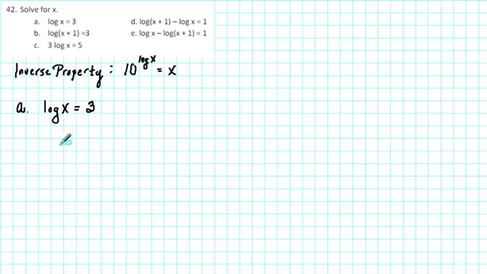Now, a more formal way to solve this equation is to think of undoing. We have the logarithm of x is equal to 3. How do we undo taking a logarithm? Well, the inverse of taking a logarithm base 10 is to exponentiate base 10. So the first step would be to exponentiate both sides base 10.